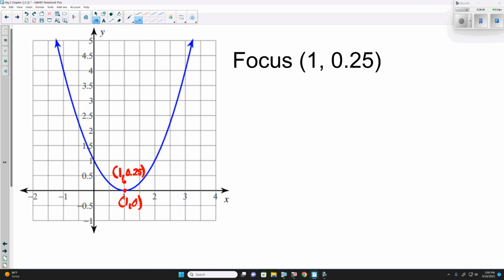Now, looking at this one here, which direction does the parabola open? Up. Since we have up or down, our equation is y equals 1 over 4p times x minus h squared plus k. So this time we're not going left or right. We're not using the x equals equation. We're using the y equals.